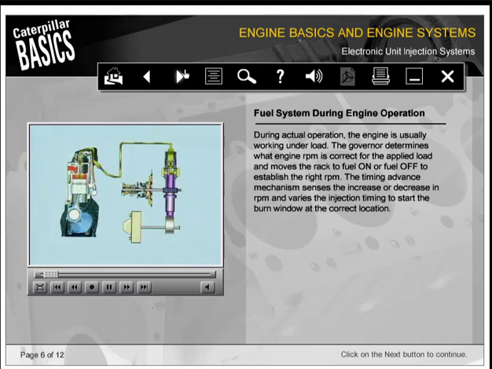During actual operation, the engine is usually working under load. The governor determines what engine RPM is correct for the applied load and moves the rack to fuel on or fuel off to establish the right RPM. The timing advance mechanism senses the increase or decrease in RPM and varies the injection timing to start the burn window at the correct location.